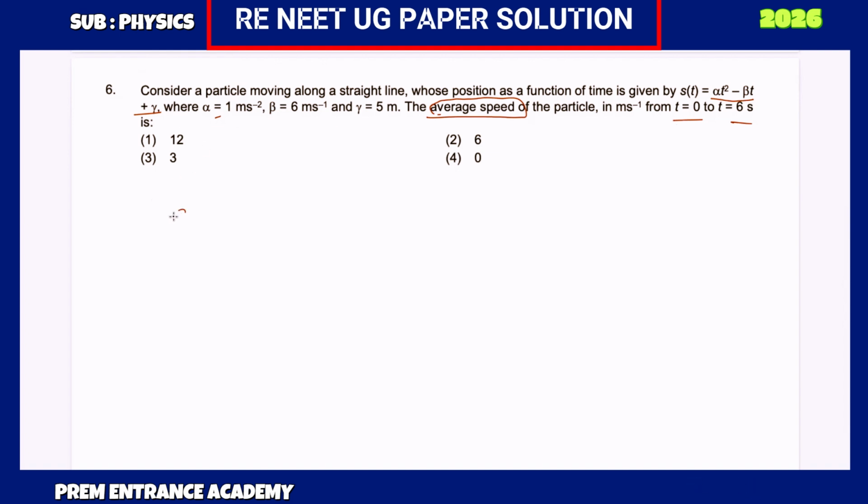See, the equation is S(t) = αt² − βt + γ. Since α and β are given, after putting these values, this will be t² − 6t + 5. So the position versus time equation is given like this. This question can be solved in two ways. First, through a graphical method. I'm plotting a graph.